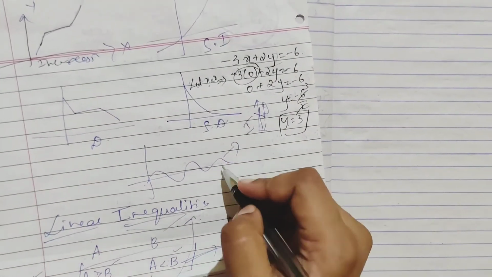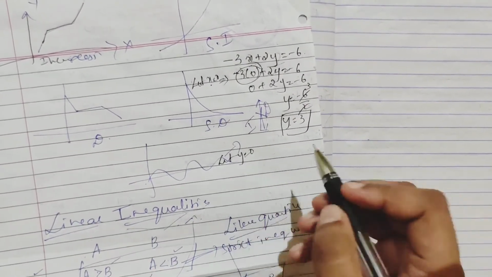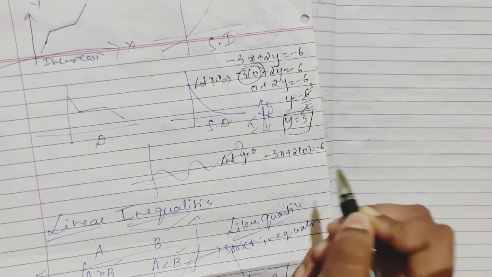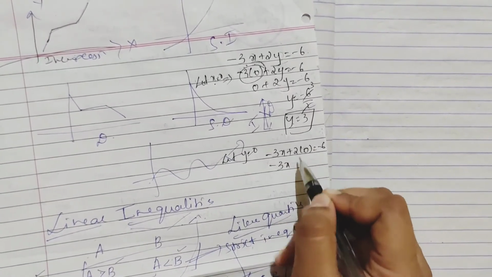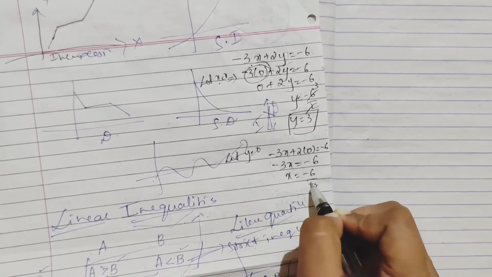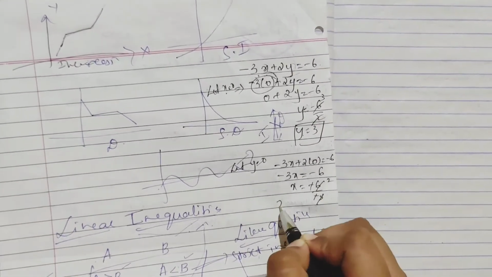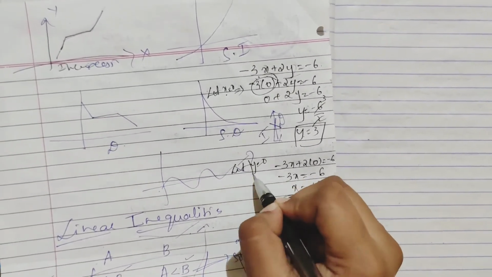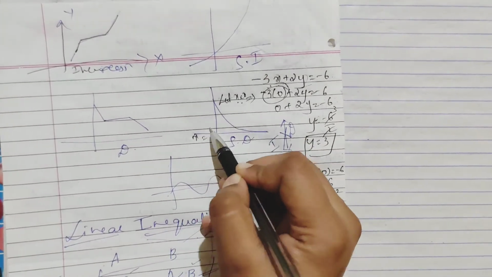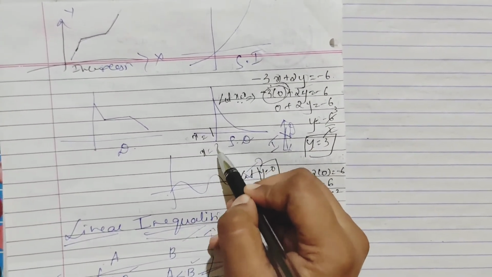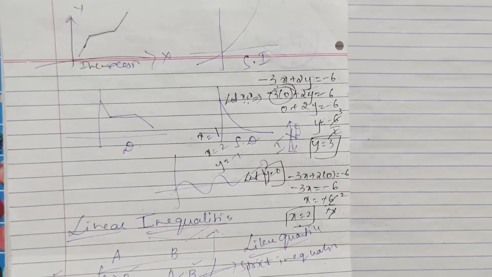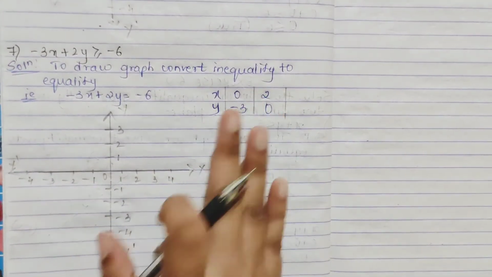Second, let y equal 0. So it becomes minus 3x plus 2 times 0 equals minus 6. This whole term becomes 0, so minus 3x equals minus 6. So x is minus 6 by minus 3; the minuses cancel, and you get x equal to 2. So when y is 0, x is equal to 2. Like this you can do it anyhow. If you want, you can take x equal to 1, or x equal to 2, y equal to minus 1, any numbers. Okay, the same way I have taken the points, now we will plot it.